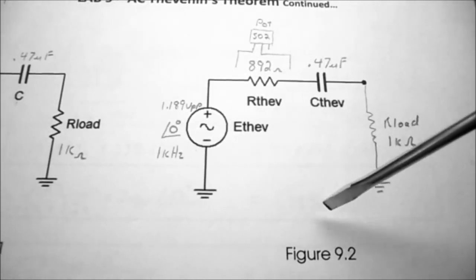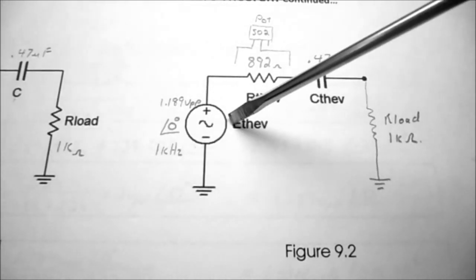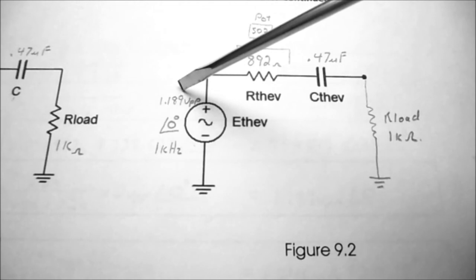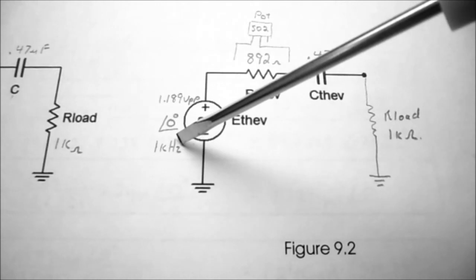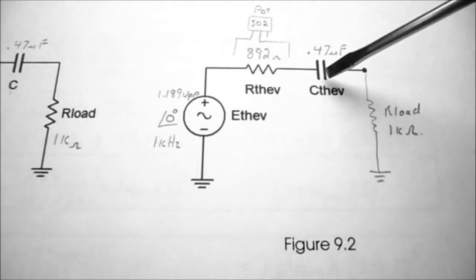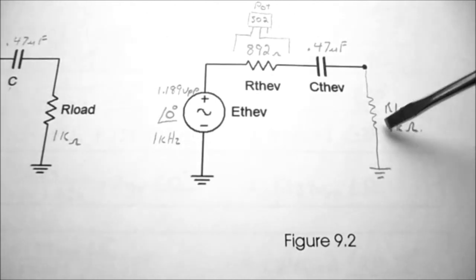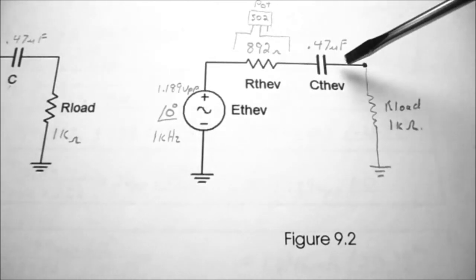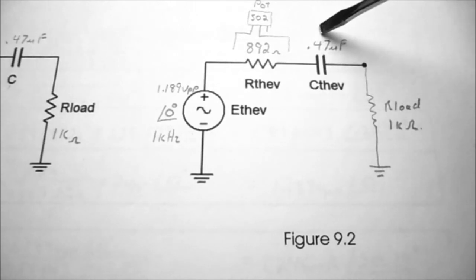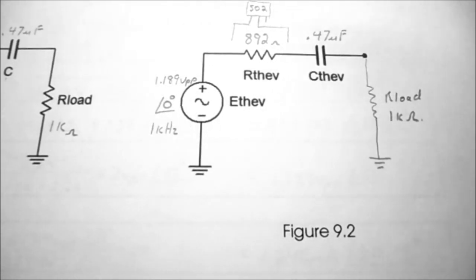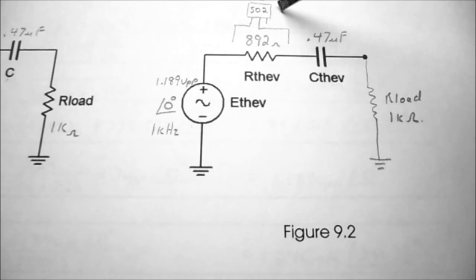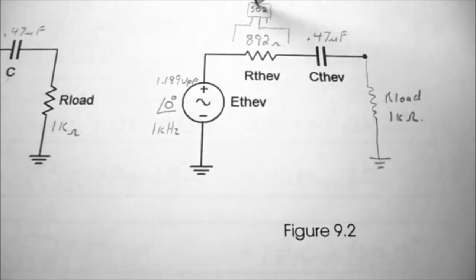So referring back to figure 9.2, my E Thevenin is going to be 1.189 volts peak to peak. The angle is 0 degrees and it's at 1 kilohertz. My load resistor is the 1K, so I've drawn that in. My C Thevenin is still the 0.47 microfarad capacitor, so it's still labeled 474. R Thevenin is 892 ohms, and I'm going to use a 5K ohm potentiometer, so that's going to be labeled 502.